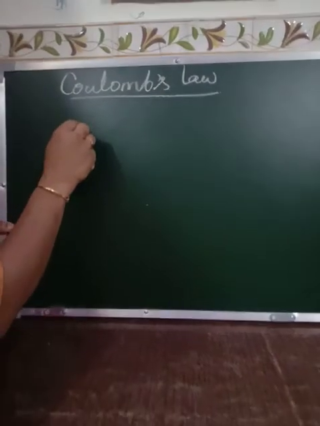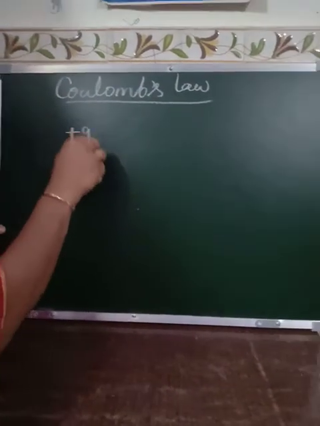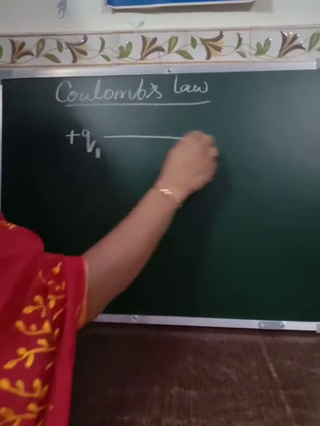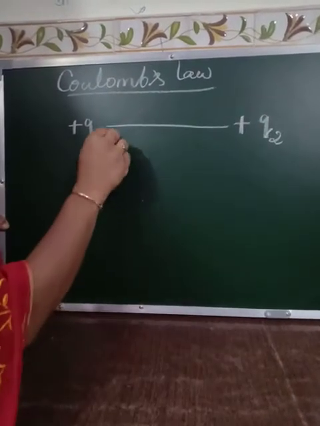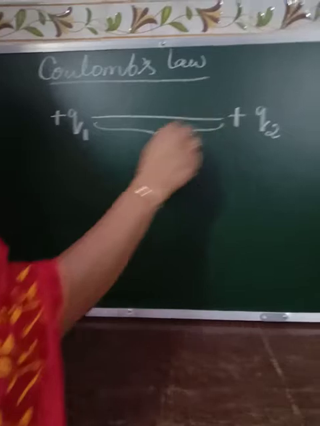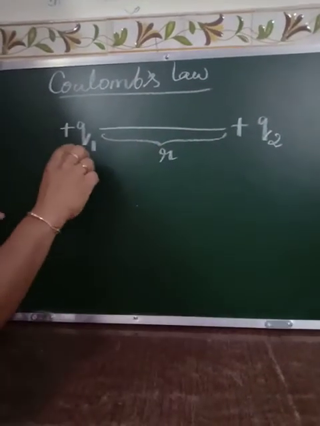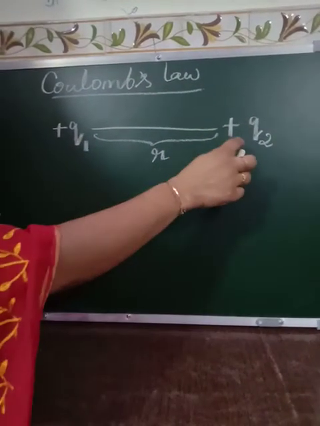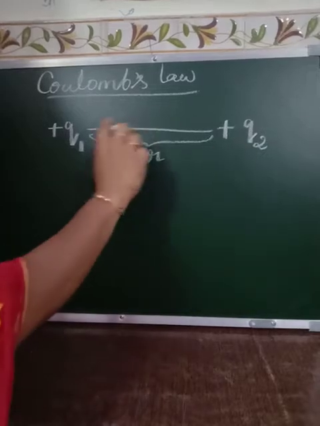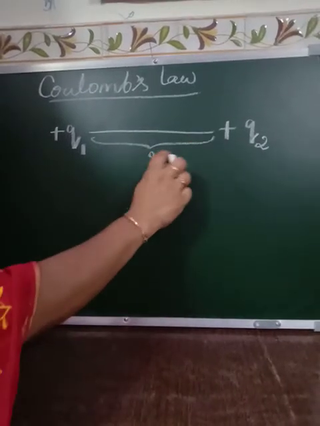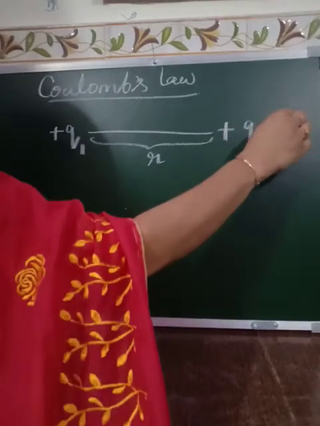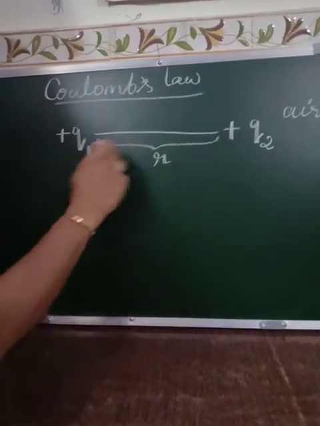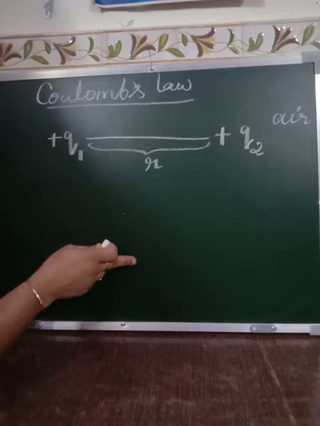Consider two charges plus Q1 and plus Q2 separated by a distance r. These two charges plus Q1 and plus Q2 and the distance between them is r. They are placed in air. These charges are kept in air.